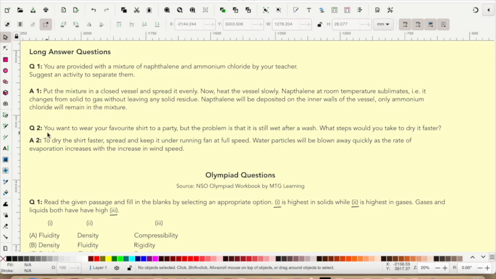Second question. You want to wear your favorite shirt to a party, but the problem is that it is still wet after a wash. What steps would you take to dry it faster? The answer is, to dry the shirt faster, spread and keep it under running fan at full speed. Water particles will be blown away quickly as the rate of evaporation increases with the increase in wind speed.